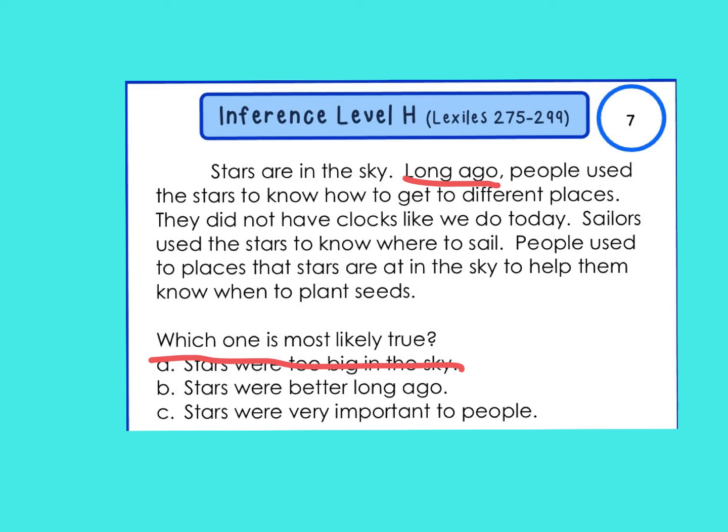And stars were very important to people. Well, I know stars are important. From my own background knowledge, I know that slaves used the stars to navigate how to get north. So that was important. I know some people use astrology, the way the stars are, to predict their good luck and things. So there's two things I know in my schema. The text also says that they used them for clocks, sailors used them to know where to sail, and people used them to know where to plant seeds. So I'm going to infer that the best choice is stars are very important to people.